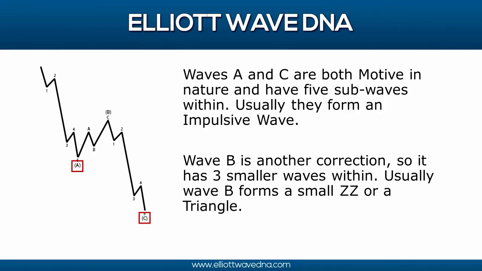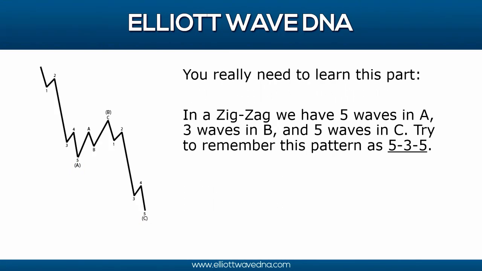Wave B is another correction, so it has 3 smaller waves within. Usually, wave B forms a small zigzag or a triangle. You really need to learn this part. In a zigzag, we have 5 waves in A, 3 waves in B, and 5 waves in C. Try to remember this pattern as 5-3-5.